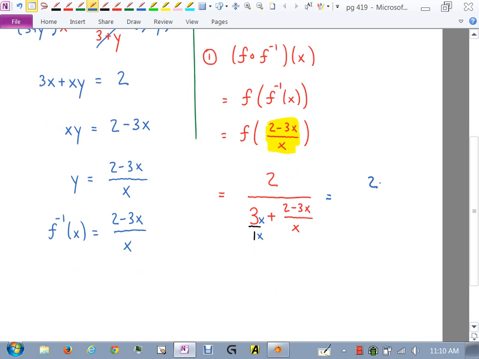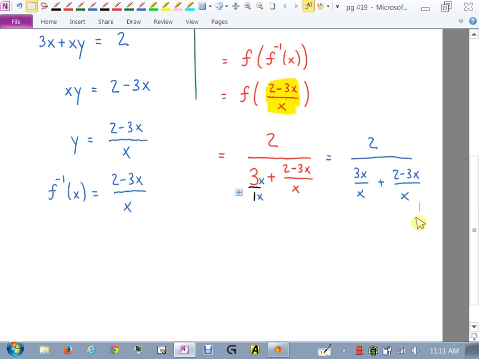So let's see. 2 over, I'll write out the line one more time. I have 3x over x plus 2 minus 3x over x. So now these two can come together. So I'm going to take 3x, add 2 and take away 3x. So 2 over 3x plus 2 minus 3x all over x. Right? These cancel, 3x and negative 3x. So that leaves me 2 over what? 2 over x.